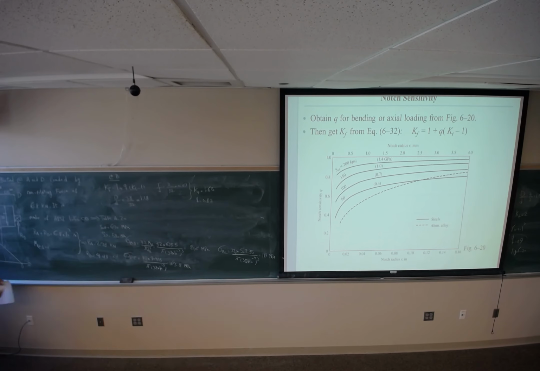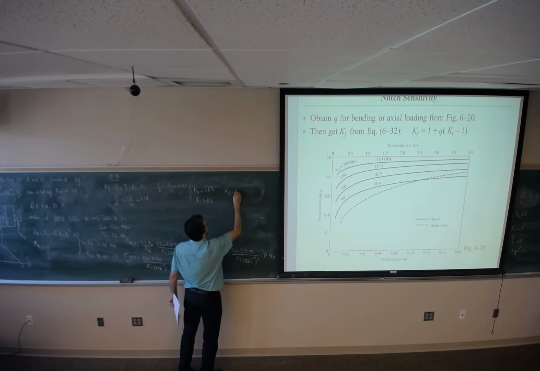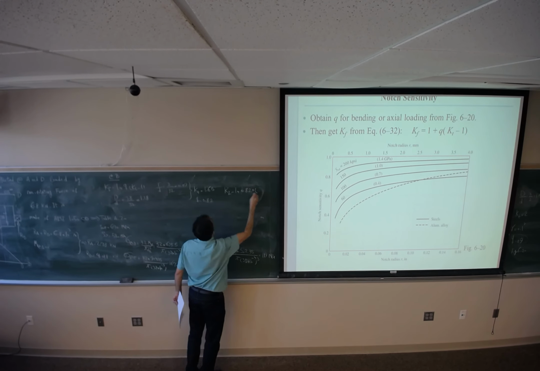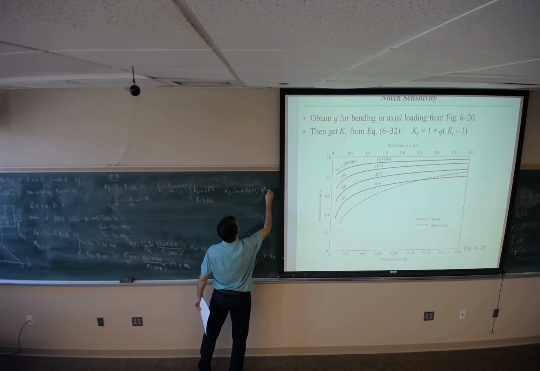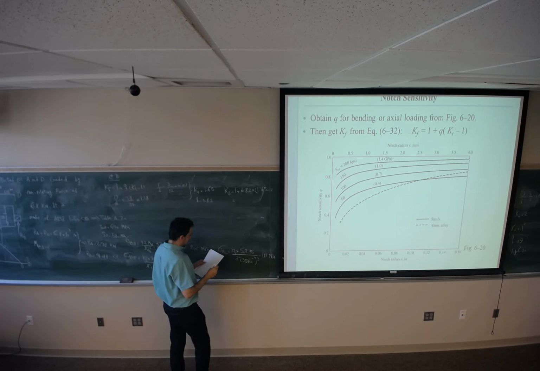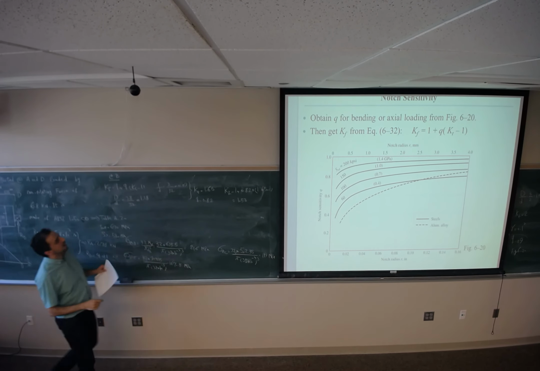Now I can find KF. KF would be 1 plus 0.82 times KT 1.65 minus 1, I will get 1.53. This is KF.